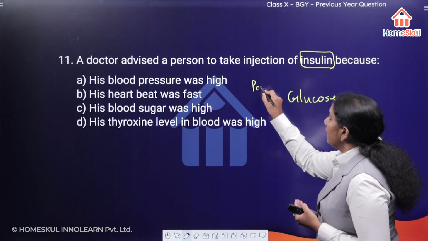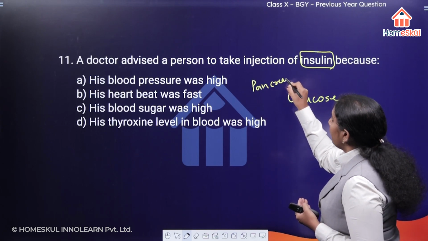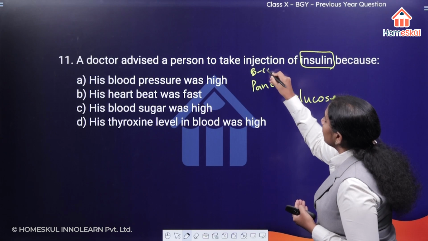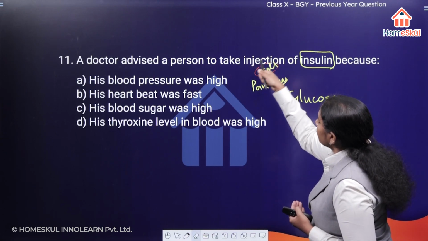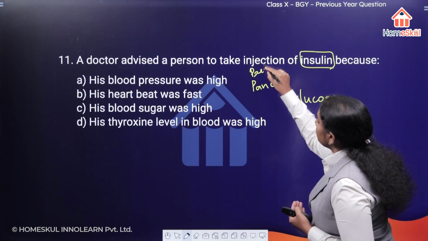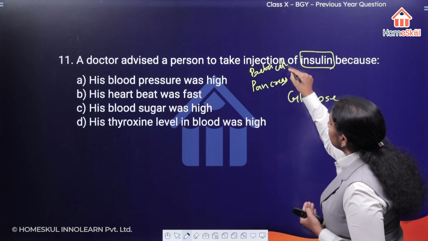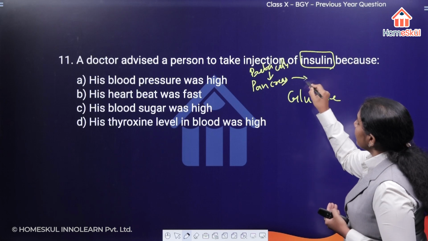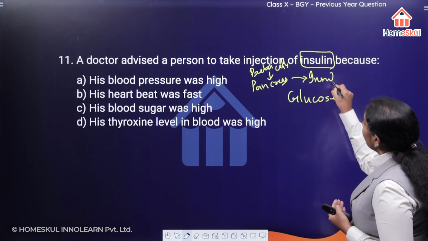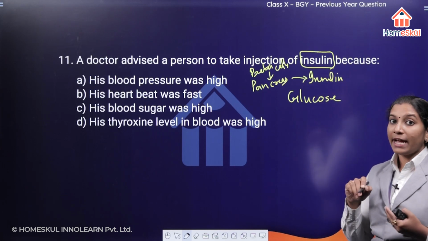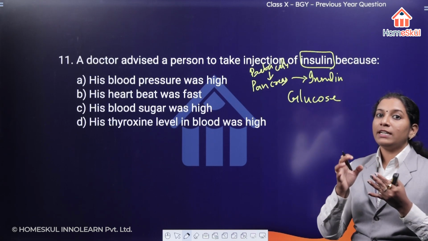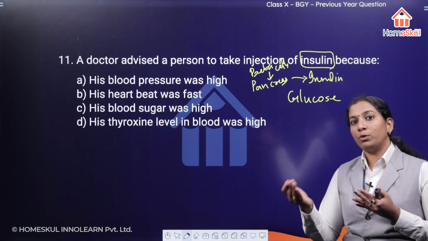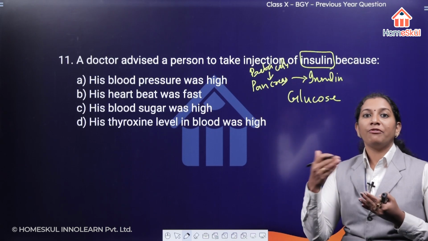The pancreas, the beta cells of the pancreas, will secrete the insulin hormone. Then what does this insulin hormone actually do? This insulin hormone will convert the blood glucose into different forms. It will convert it into glycogen, fats and so on.